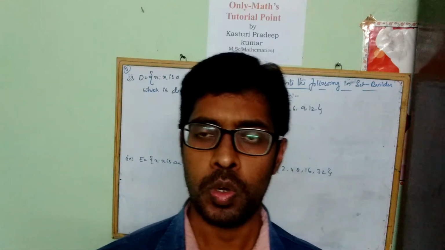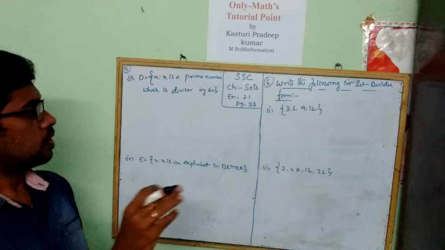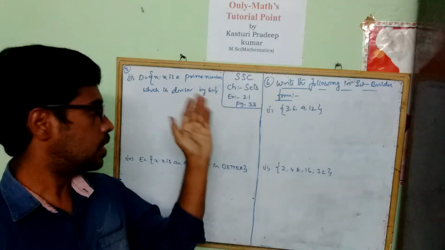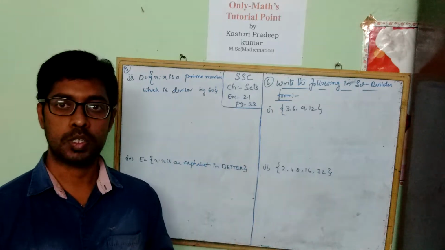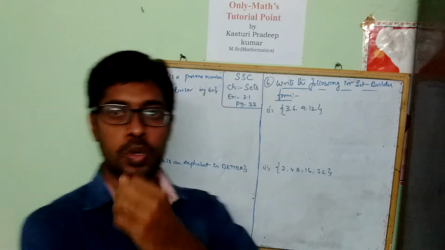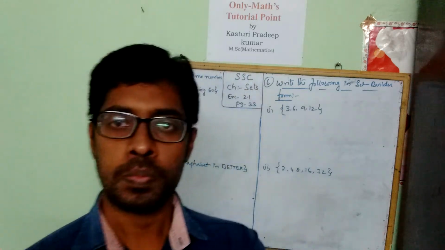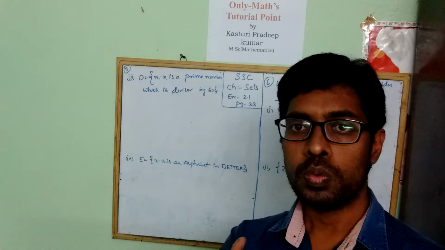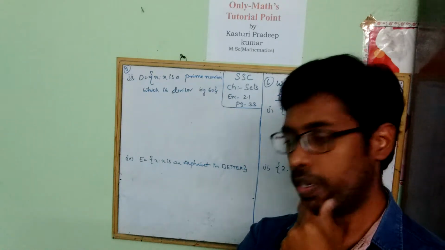In the previous video, we discussed exercise 2.1, page number 33, fifth bit. The same continuation we are going to discuss in this video. What is given here in the fifth bit? They are asking, write the following sets into roster form.